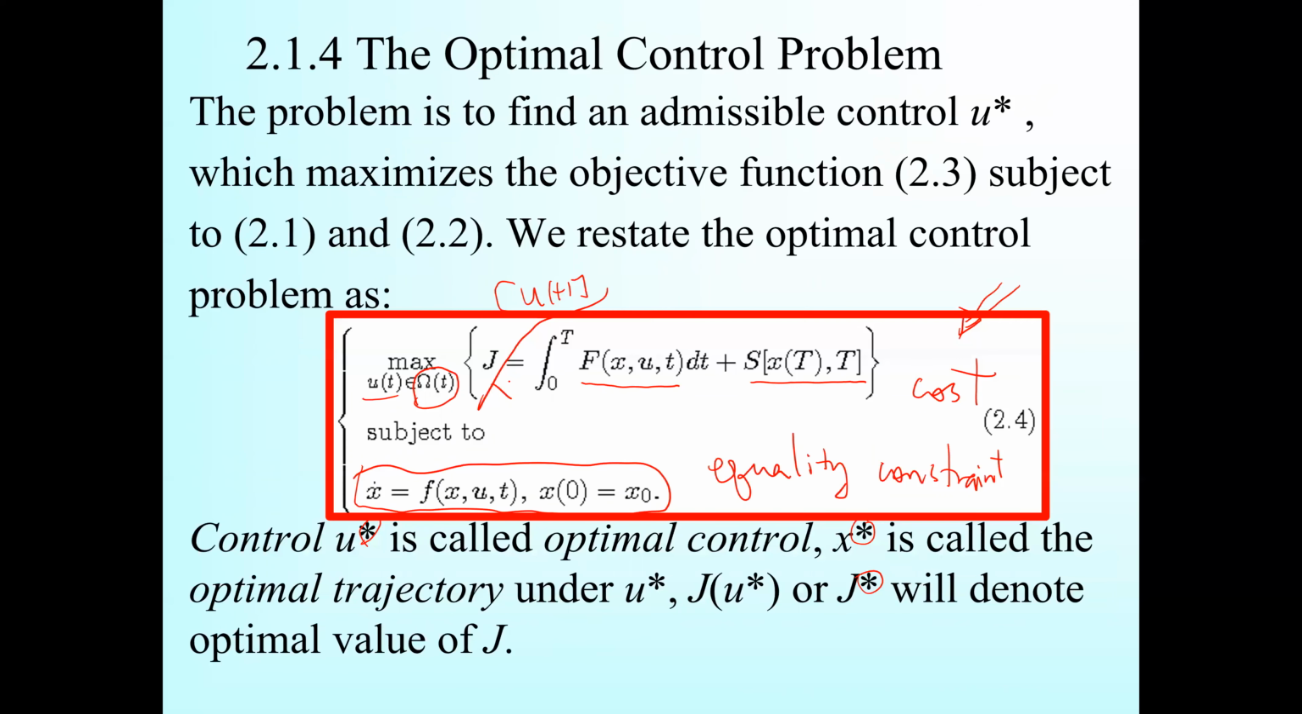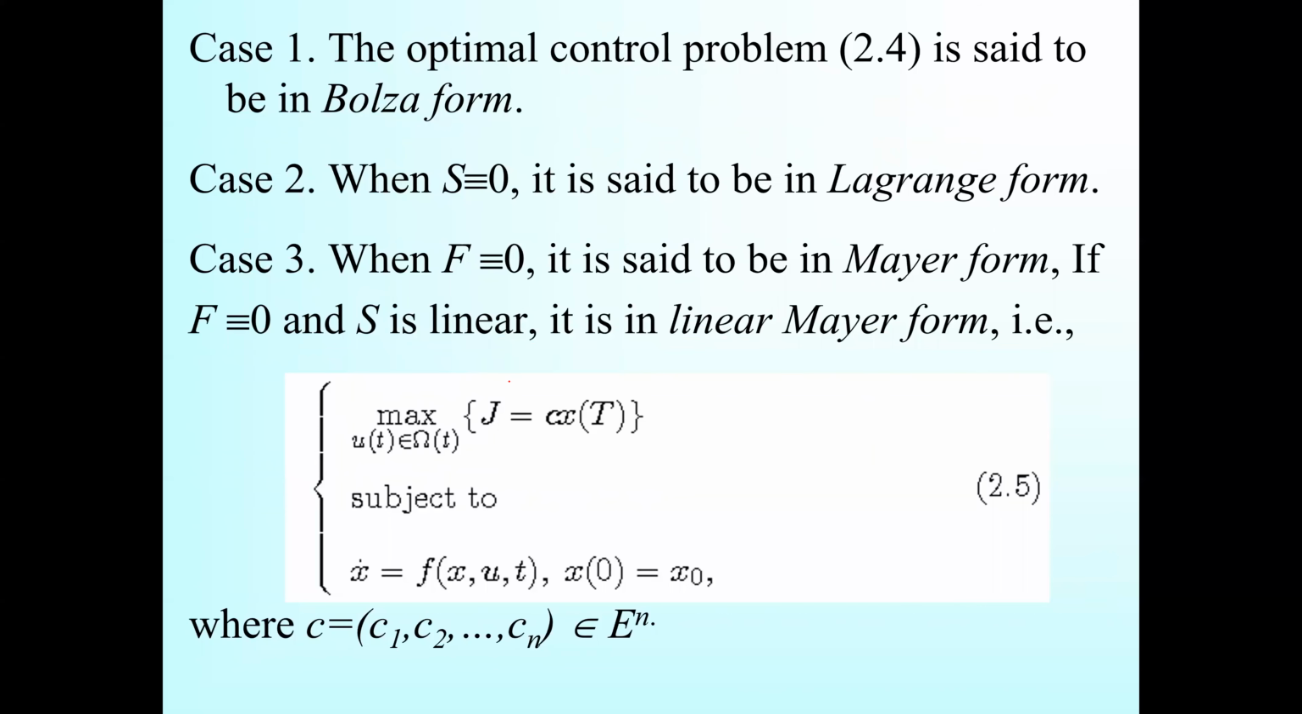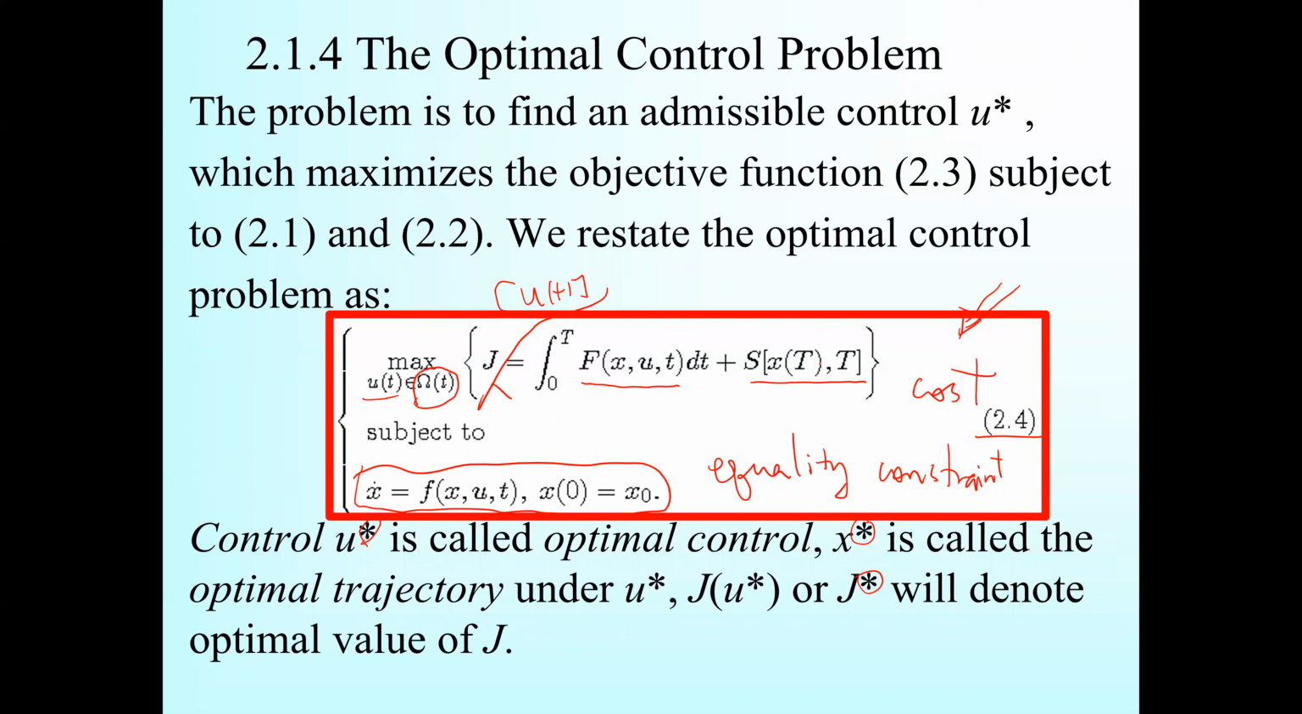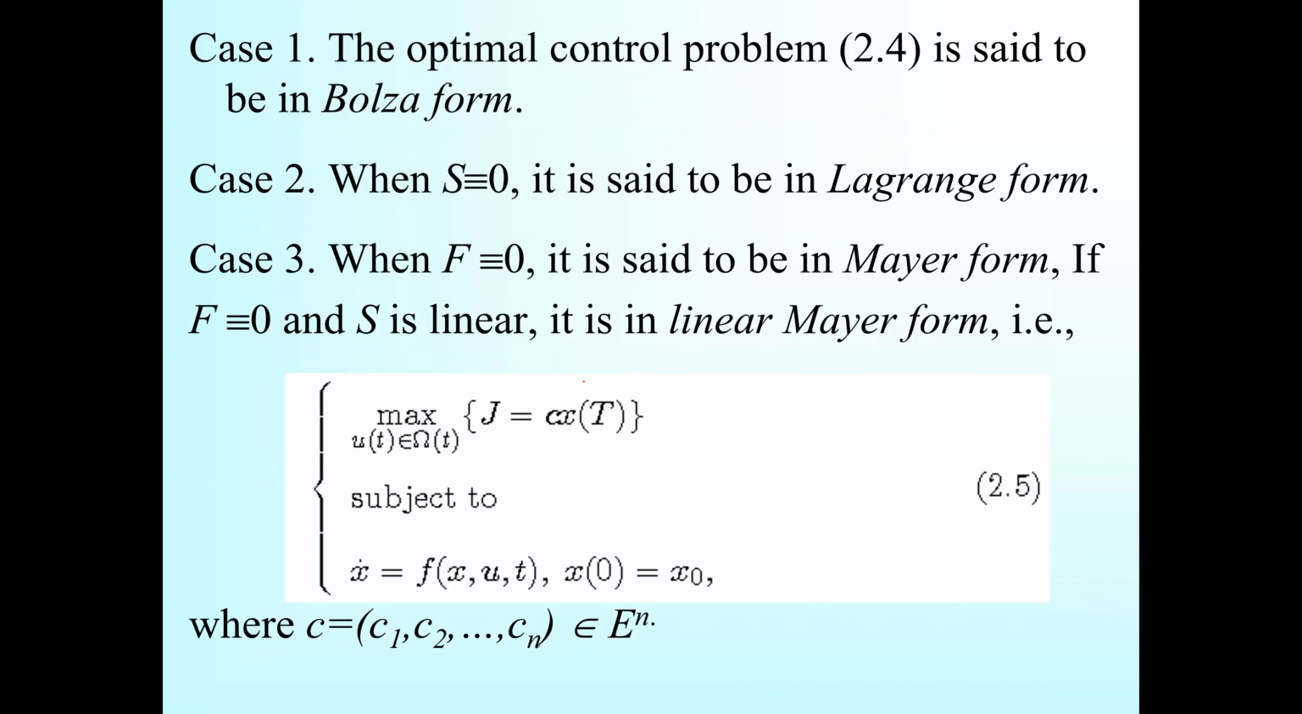There are several special cases. If you have this form with terminal cost and a regular cost integration, that is the Bolza form. If you have only the integral cost, without terminal cost, it is called the Lagrange form. If only the terminal cost is considered, this is called the Mayer form. Mayer form, Lagrange form.